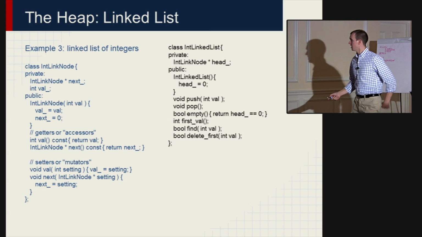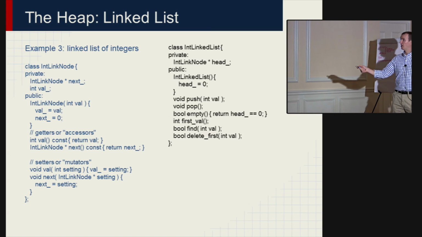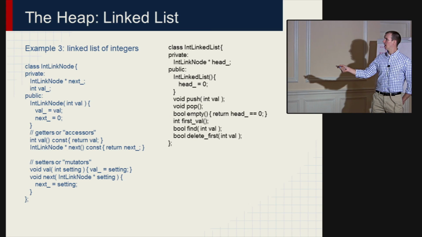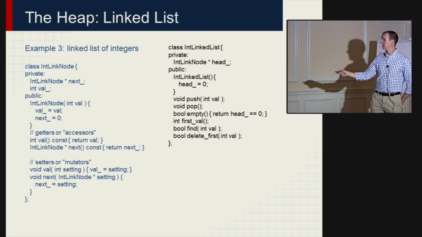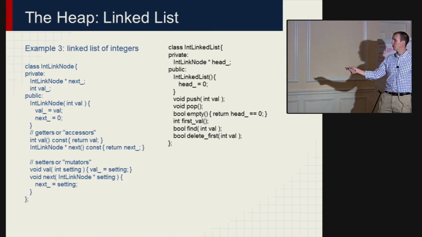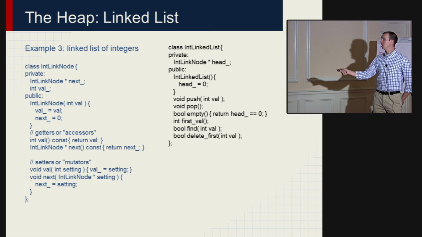So the list class itself is going to have a pointer to a node, and that's going to be the head pointer. In its default constructor, it's going to initialize this pointer to null, to 0. And then these are the functions that we were talking about on the last slide. You should be able to push a new value into it, pop a value off of the front of the stack, and ask if the list is empty.